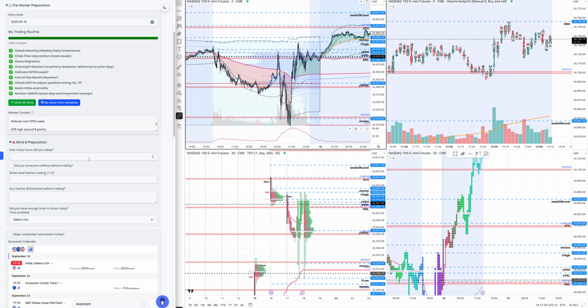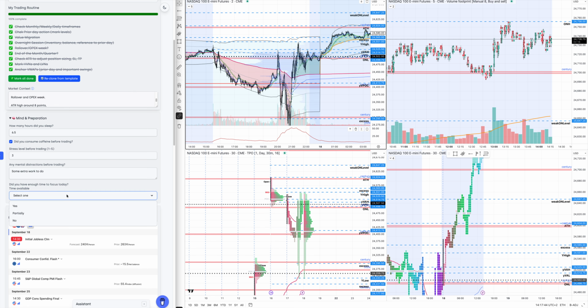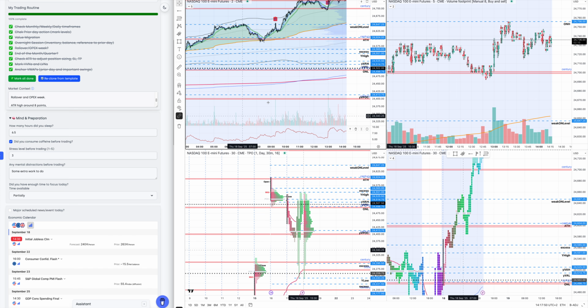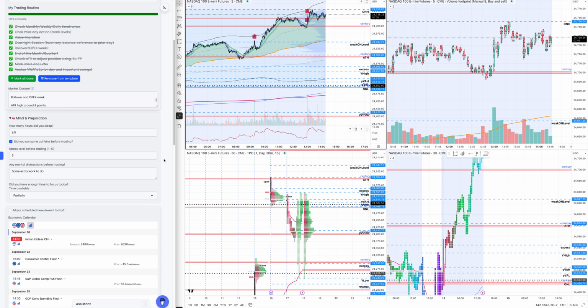It's fine. So let's check how many hours I slept. This time was a bit less than average. Yes, stress level, we are at 3. So much work to do. Partially actually, it's quite late for doing my analysis. Normally I try to do it earlier, but I really had other things to do before.